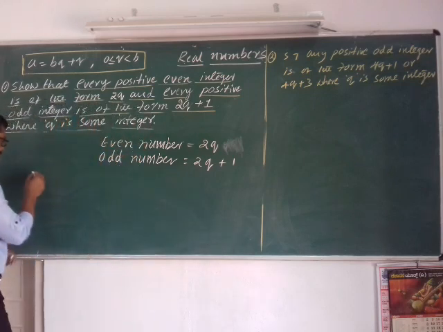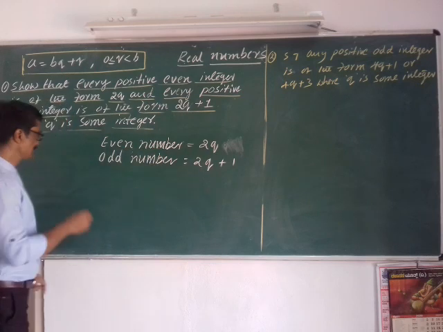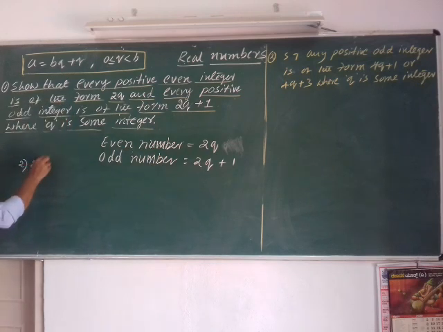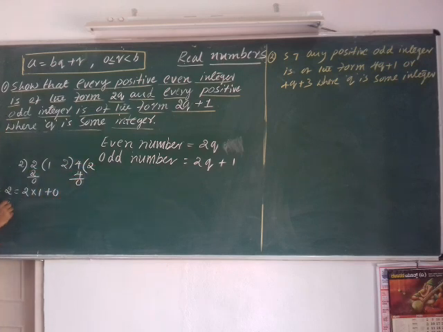Let me explain this. Let me divide a few even numbers by 2. On dividing 2 by 2, you will get quotient 1. So 2 can be written as 2 into 1 plus 0. On dividing 4 by 2, I am dividing even numbers, so 4 is equal to 2 into 2 plus 0. Similarly, 6 is 2 into 3 plus 0. 8 is equal to 2 into 4 plus 0.